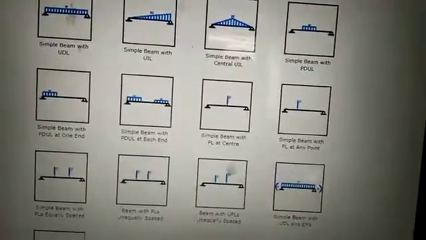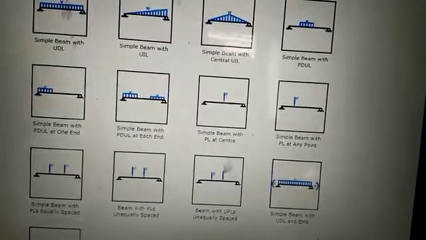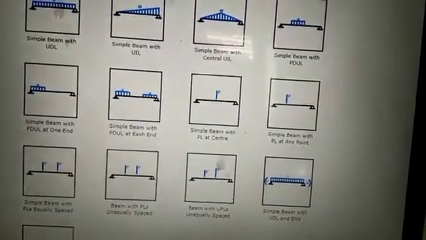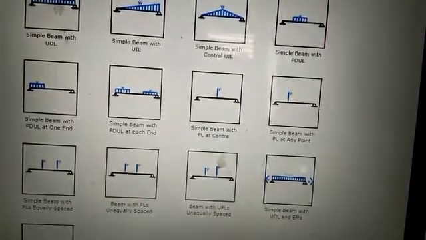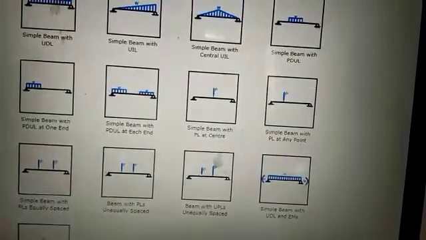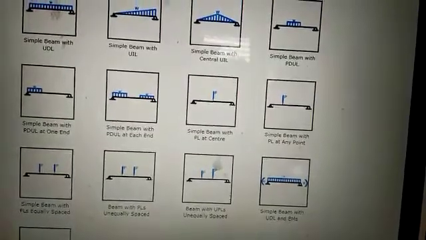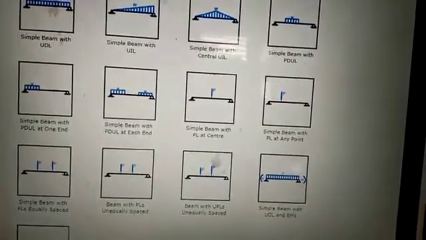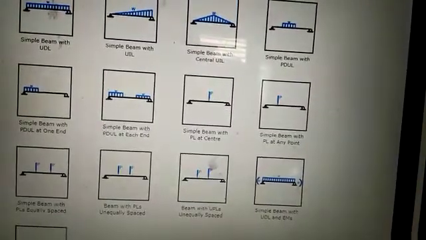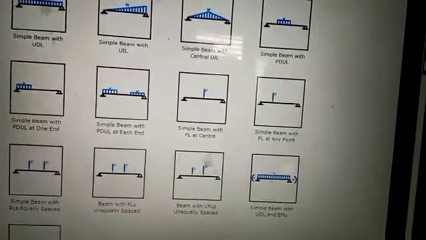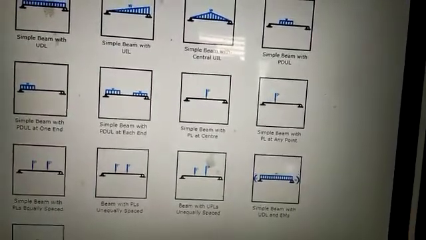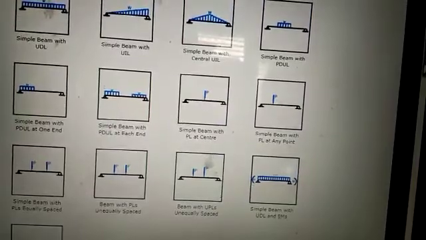The second beam is a simple beam with UVL load. It is uniformly varying load. As can be clearly seen in the diagram, on one support the load is 0 and on the other support the load is maximum. So we say this load is uniformly varying load.